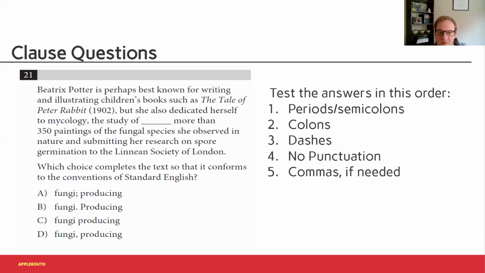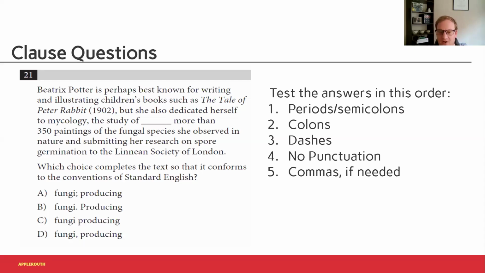So Beatrix Potter is perhaps best known for writing and illustrating children's books such as The Tale of Peter Rabbit, but she also dedicated herself to mycology, the study of fungi, producing more than 350 paintings of the fungal species she observed in nature and submitting her, blah, blah, blah. Hopefully we hear the error there and see that we need a pause. We would then test D, and you can make the comma pause extra long, right? If it's right, it'll still sound fine.